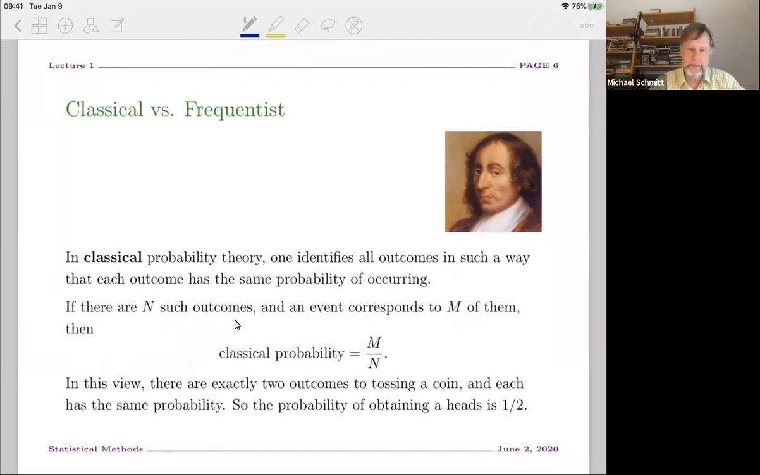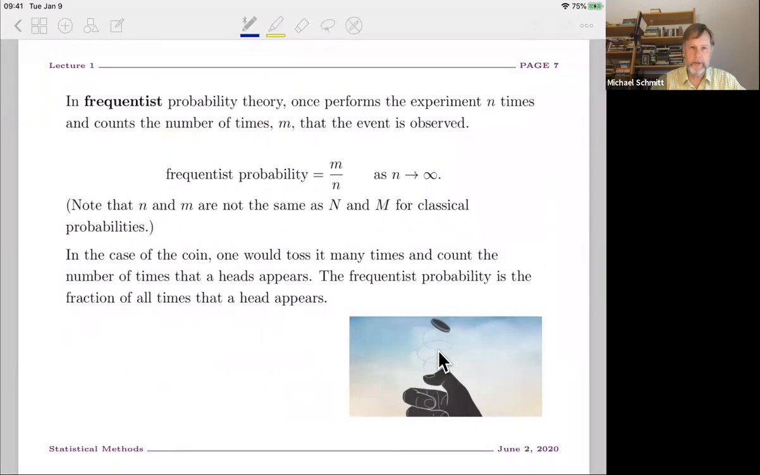So if there are n such outcomes and each event corresponds to m of them, then the probability of the event is simply the quotient m over n. So again, the probability of getting a heads when you toss a coin is 1/2 because m is 1 and n is 2. It's as simple as that. And this, of course, is great for calculating probabilities of getting cards if you're a poker player or something like that.